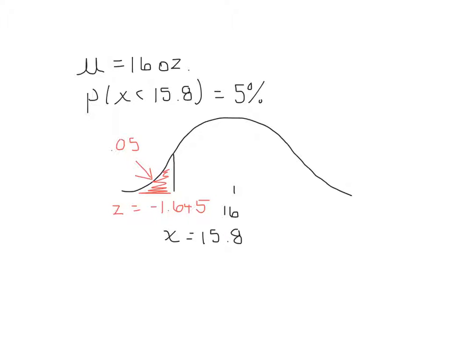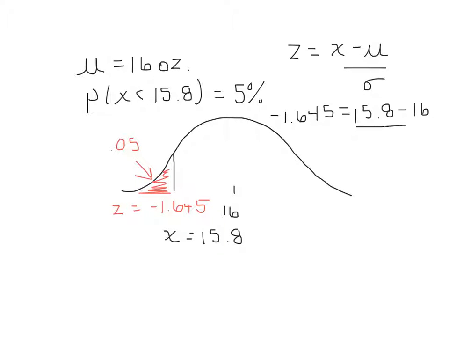So now that I know z, I can use my z formula to find the missing piece in that formula. Z I know is negative 1.645. X I know is 15.8 ounces. Mu I know is 16 ounces. What I don't know is sigma.